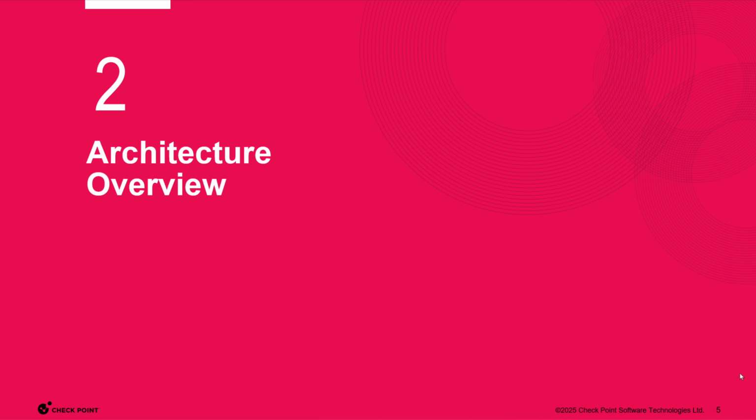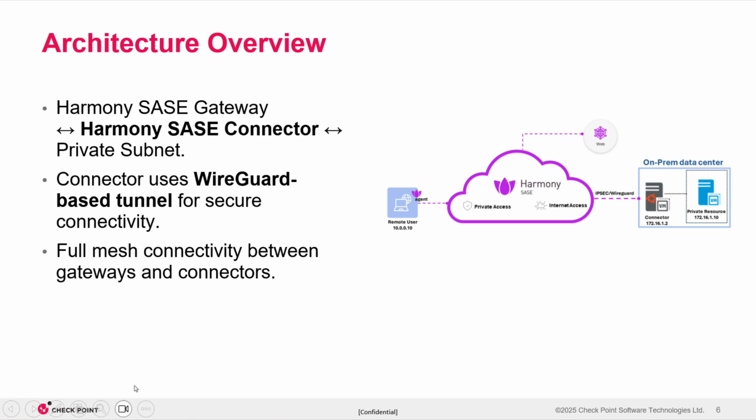Let's see the architecture overview. Your Harmony SASE gateway connects to a lightweight connector installed on an Ubuntu server within your private network. This connector uses WireGuard technology for fast, secure tunneling. Once the tunnel is established, users can access internal applications through the SASE fabric, either via the Harmony agent or through a secure web portal.